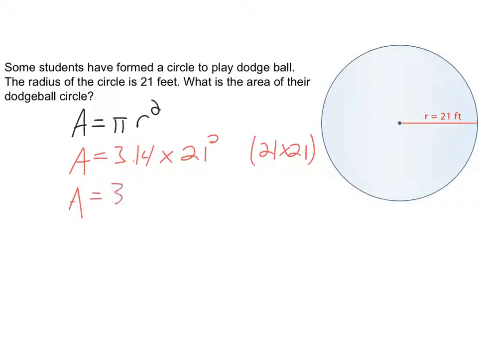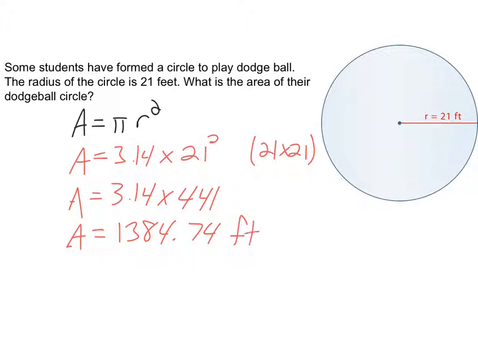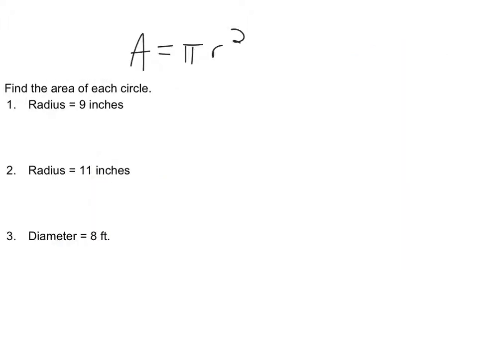So I'm really going to be doing 3.14 times 441. And if I type that into my calculator, I'm going to get an area of 1,384.74. Again, we keep the feet label, but we do square feet. So 1,384.74 square feet is our area. Go ahead and pause the video and find the area of all three circles, and then hit play and see how you did.